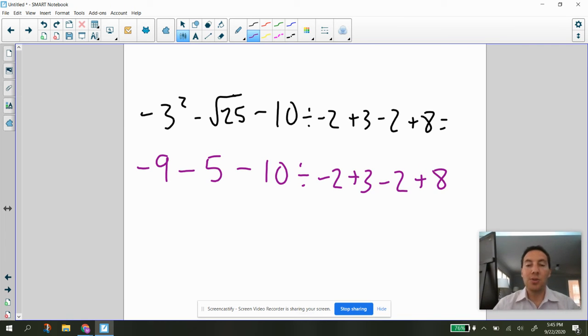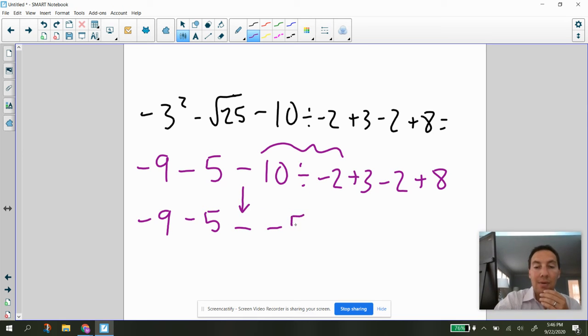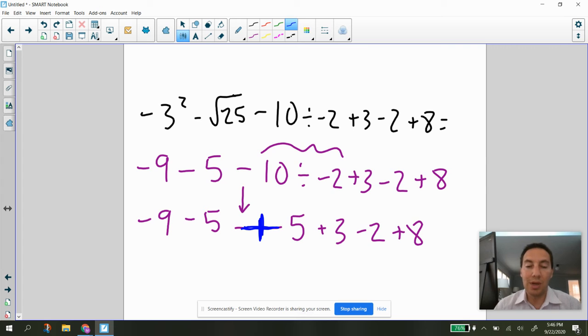All right, now I have to do all multiplication and division. So I'm going to do this right here. 10 divided by -2 is -5. So look, I still have this minus sign, and then I have -5, and then I have the rest. The only thing that's tricky from here is see these two minus signs together? Whenever you have a minus next to another minus, two negatives next to each other, it turns into one big plus sign. Only when they're right next to each other touching.